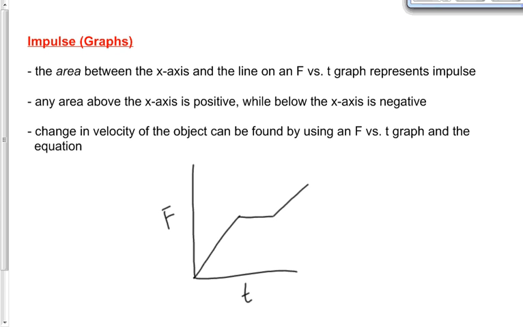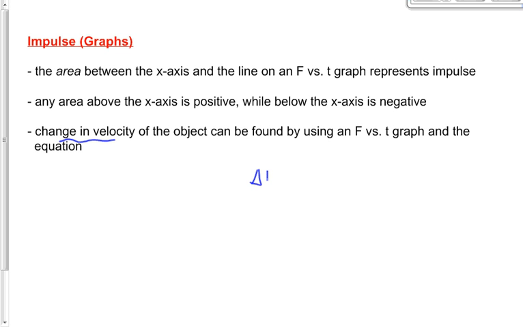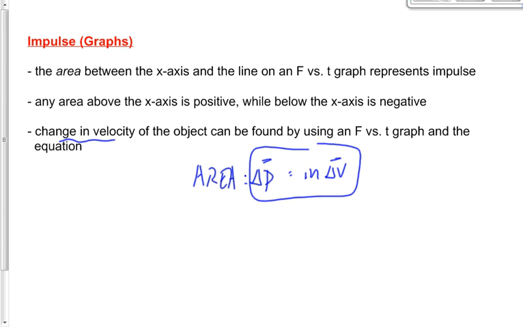Now, I said that you're always going to do area equals impulse, but I also said that you might actually be looking for something besides impulse. I don't care. You're still going to find area equals impulse. But then you might have to do something else. Well, that something else is often the change in velocity. Once you've got the impulse, which is the area, you might end up using m times delta v in order to find the change in velocity. What you won't use on one of these graphs is this.